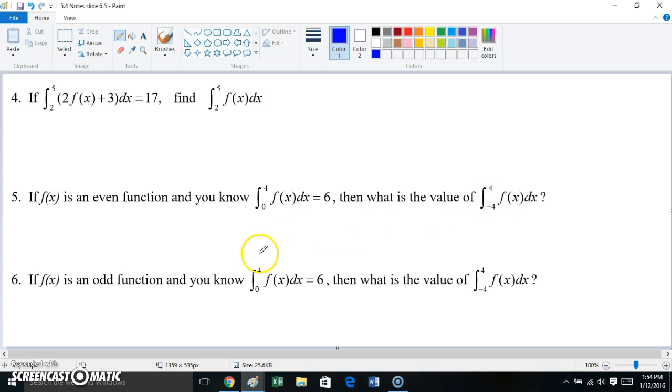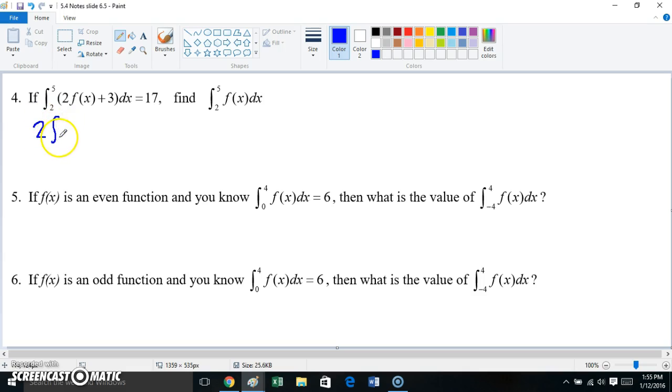Okay, examples 4, 5, and 6. If the integral from 2 to 5 of 2 f of x plus 3 dx is 17, find the integral of f of x dx from 2 to 5. Okay, and this is independent of the example 3 f of x dx integrals that were given up above. So let's just break this up, use the properties, and see what we get.